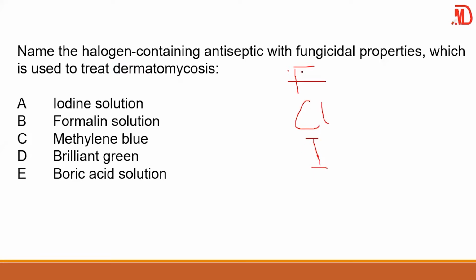So these are your halogen containing substances, compounds or elements. So the question is: name the halogen containing antiseptic with fungicidal properties, which is used to treat dermatomycosis.